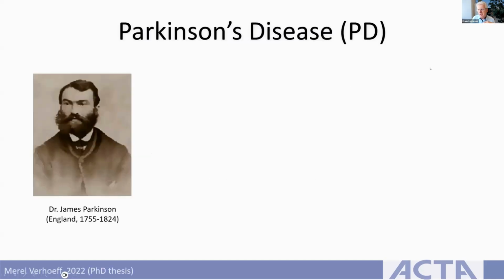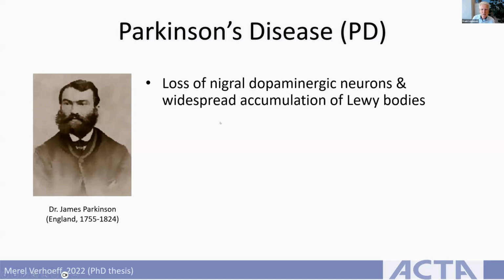So Parkinson's disease, and please interrupt me if I am going to give you details that you're so familiar with that it's going to be boring. But you know that Parkinson's disease has been named after a UK doctor, James Parkinson, long time ago. And this is associated with the loss of nigral dopaminergic neurons, and also the Lewy bodies are widespread increasingly in people suffering from Parkinson's disease.